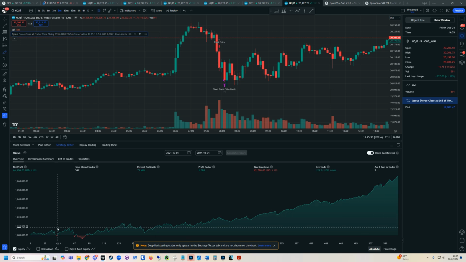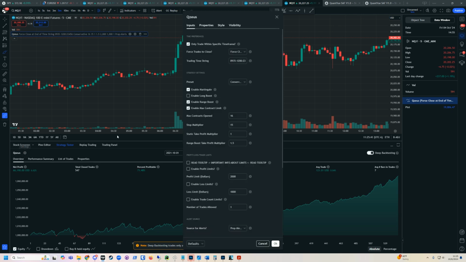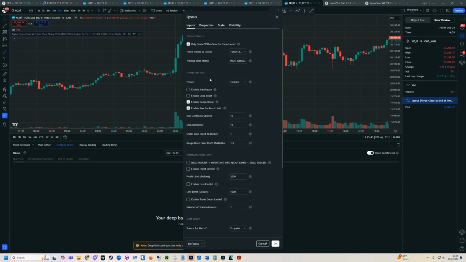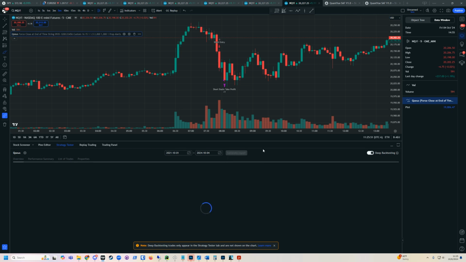So the reason I left this in here is because the drawdown is much more contained, of course, because we're not using martingale, right? So that's something that you can look at. Now here, let's check this out. So if you're trying to pass a prop account, right, turn off martingale, leave the range boost on, and let's see what we get here.